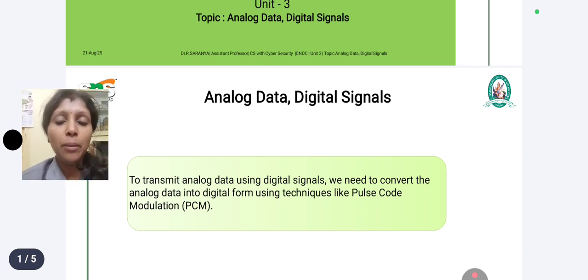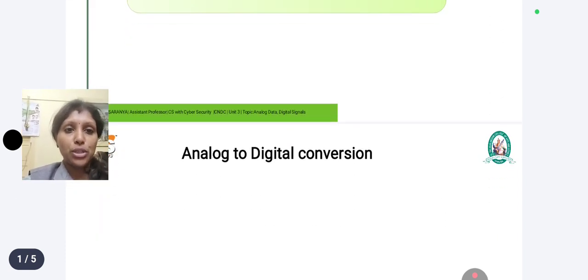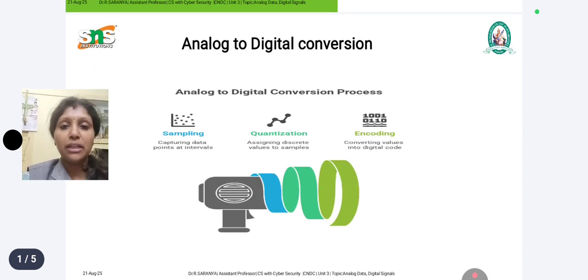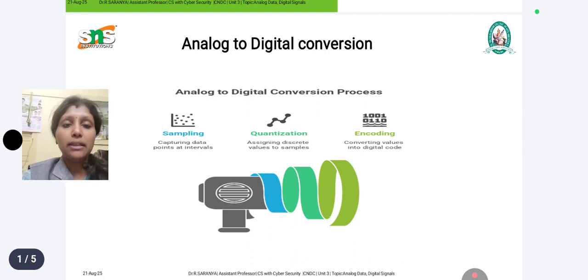That is none other than PCM, the acronym we are going to use. In pulse code modulation, we have three methodologies. One is sampling, another one is quantization, and then encoding. Sampling is capturing the data points at intervals while transmitting the data from sender to receiver. There we are going to use the encoding techniques. We are going to process these three techniques: sampling, quantization, and then encoding.